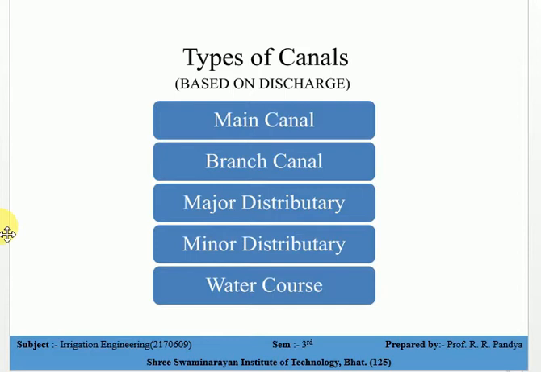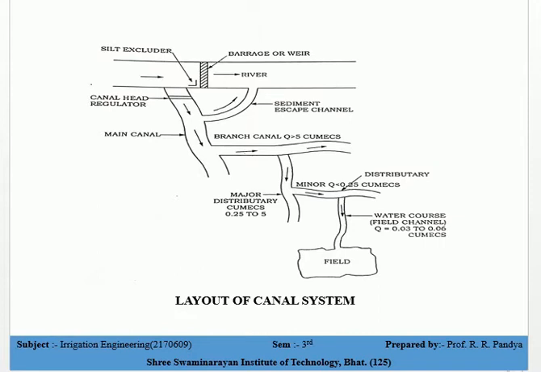First one is main canal, second one is branch canal, third one is major distributary, fourth one is minor distributary, and last is water course, or you can say laterals. So let's see the schematic diagram for this distribution system so you can briefly understand it.